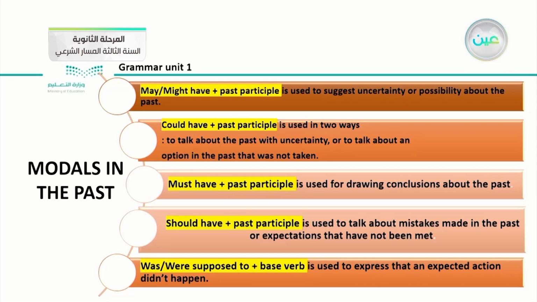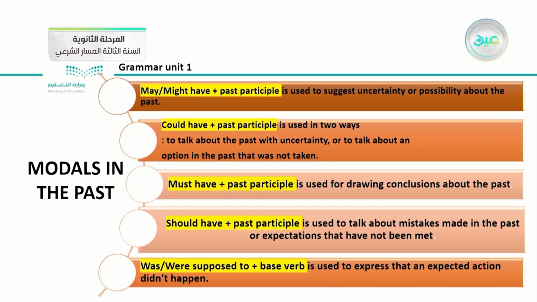Number 3, must have. In which situation can I use must have? The structure of it, we should put must have plus past participle. We're using it if we want to draw a conclusion about the past or events that happened in the past. Number 4, should have plus past participle. What do you think it is, or how can we apply that? We're using it if we want to talk about mistakes that were already made in the past, or expectations that have not been met.